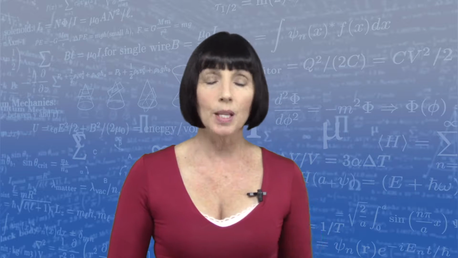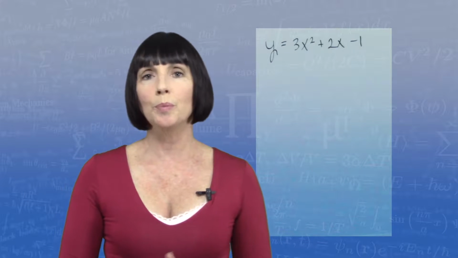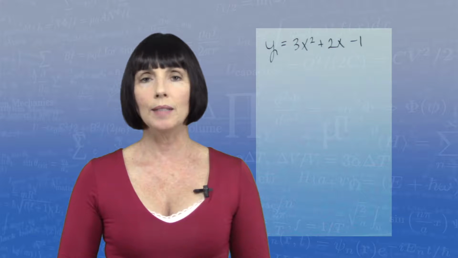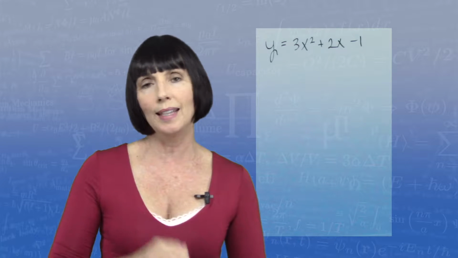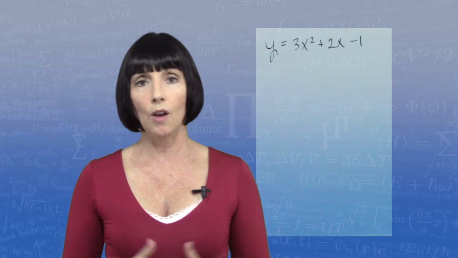We're working through an example of finding the x and y intercepts of a quadratic equation. The quadratic equation we're going to work with is y equals 3x squared plus 2x minus 1. All right, so the first thing we're going to do is find the x-intercepts. To do that, we're going to set y equal to 0 and then solve for x.